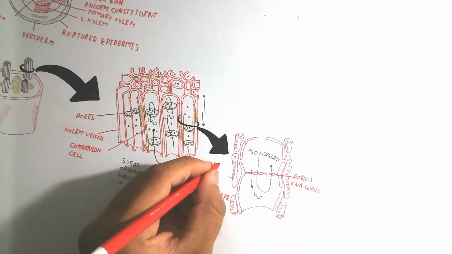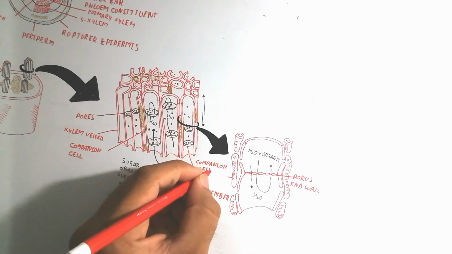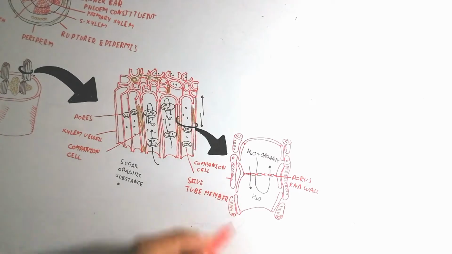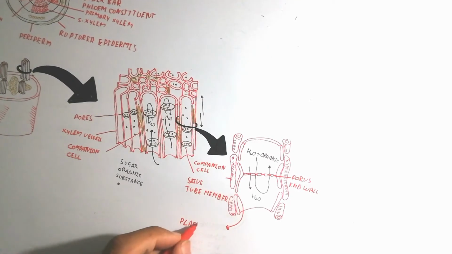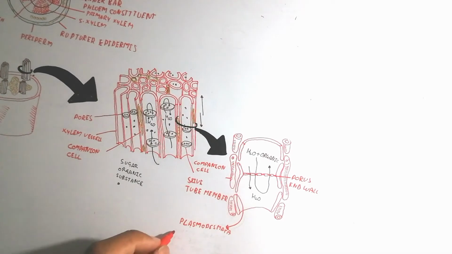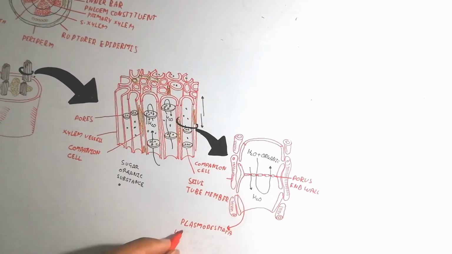So here is the water, and here is the porous end wall, which is end to end, known as node to node, like that. And we have studied that the plant is node to node. And here is the plasmodesmata. The plasmodesmata is used for the entering of the water and some material. The companion cell is as well.